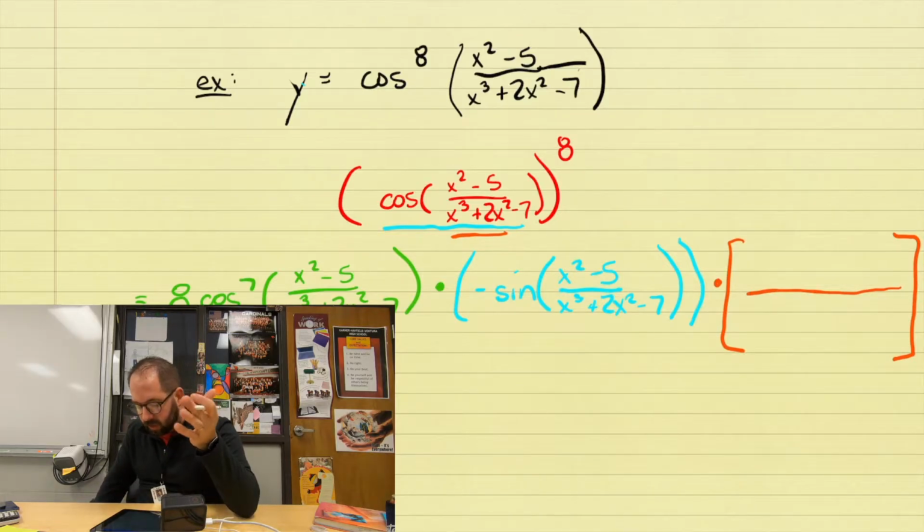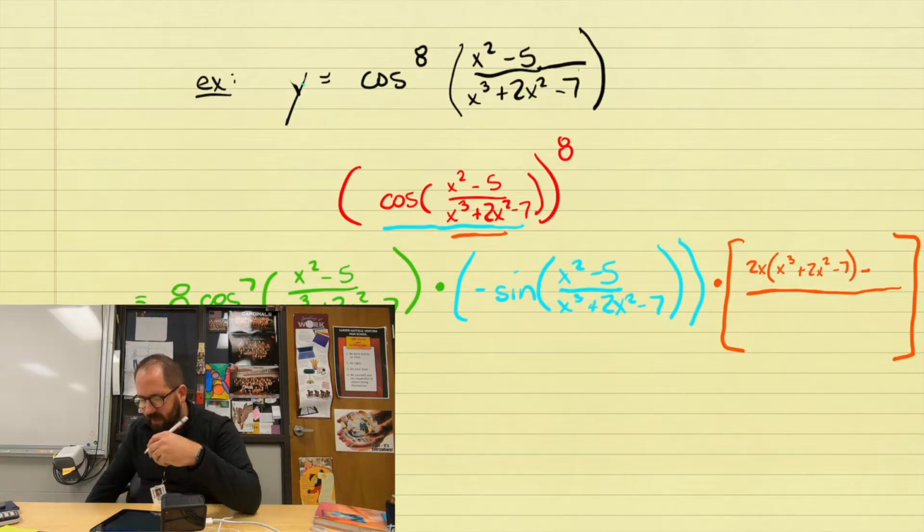We were saying it earlier, you guys were saying it right. The derivative of the top, which is 2x, like you said, times the bottom, minus, now the derivative of the bottom. What's the derivative of the bottom now?